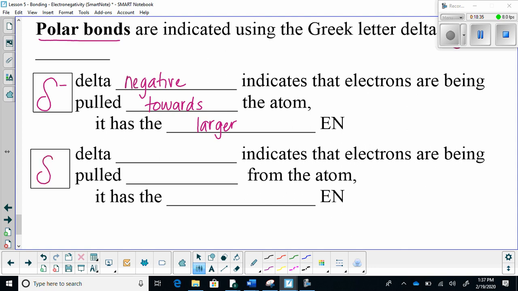Delta positive has a partially positive charge on that side, and it indicates that electrons are being pulled away from the atom. Okay, and it has a smaller electronegativity. Okay.